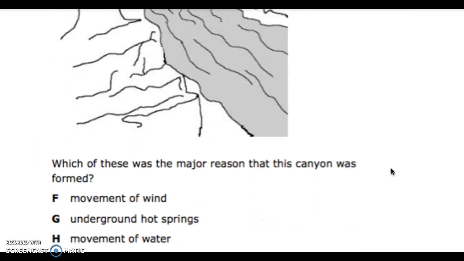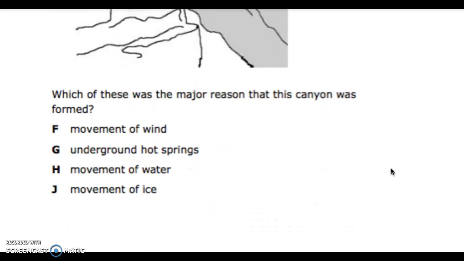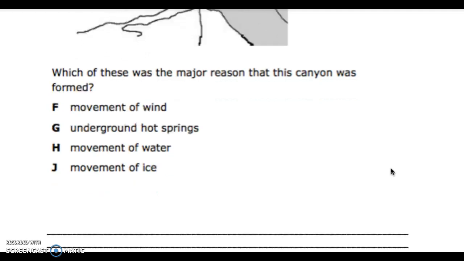Number 6. Which of these was the major reason that this canyon was formed? F. Movement of wind. G. Underground hot springs. H. Movement of water. J. Movement of ice.